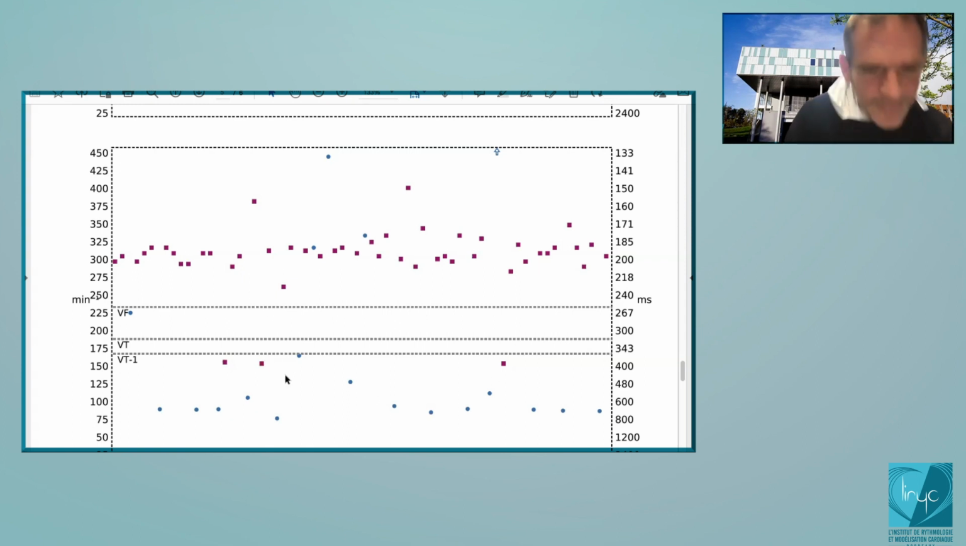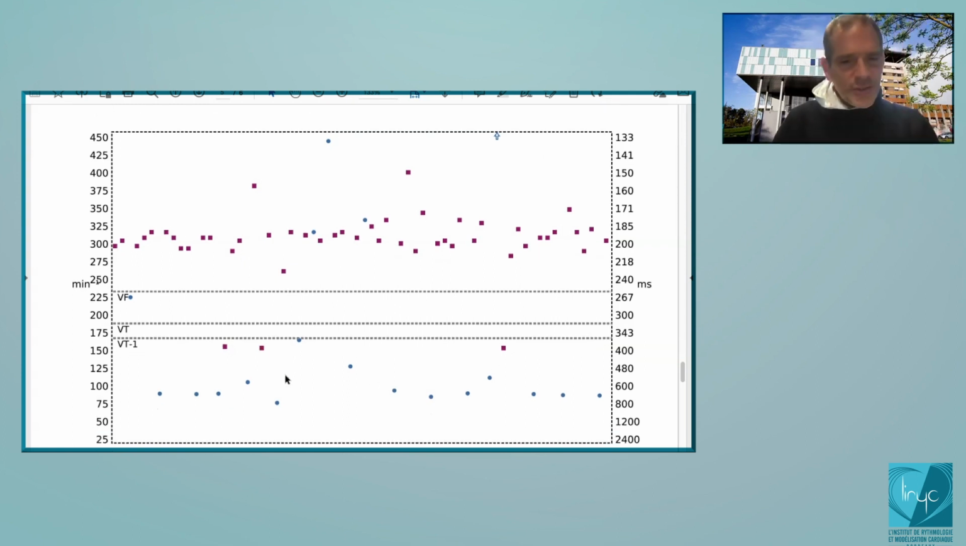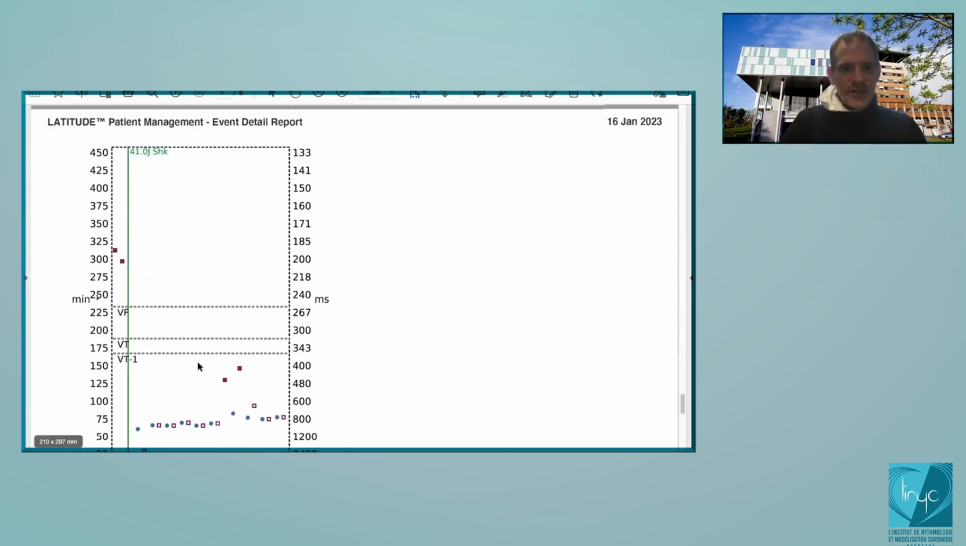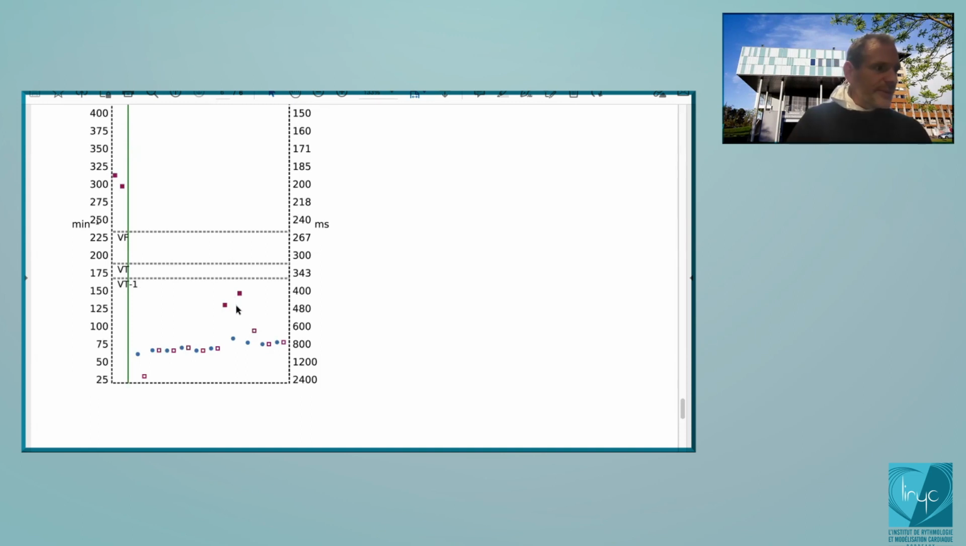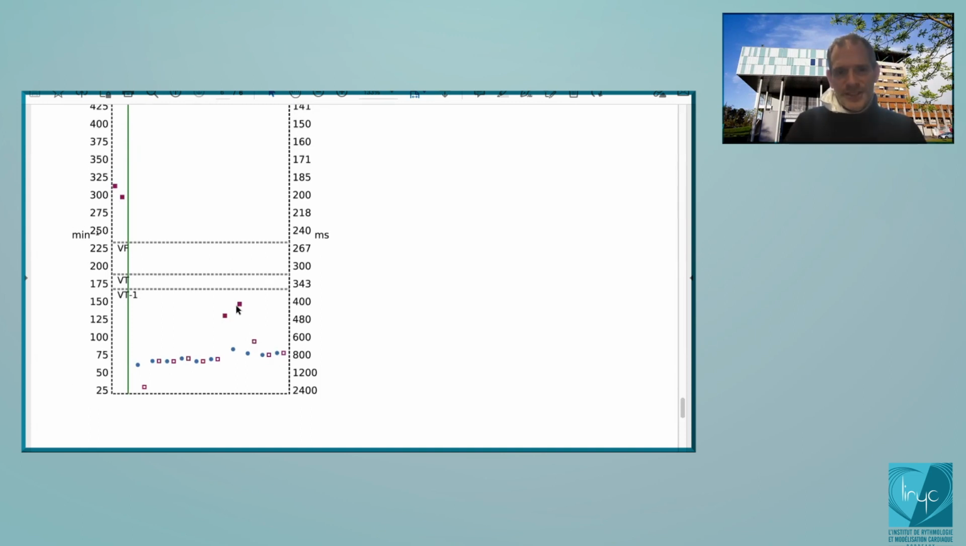These long cycles during a VF correspond to more or less half of the frequency of the heart rate. It's 150, and during the arrhythmia 300. So it's clearly one cycle that has been undersensed. Okay, and then at the end the shock is delivered with reduction of the arrhythmia. Are there any questions?